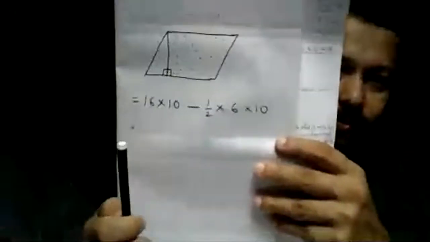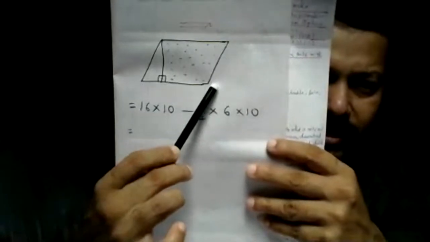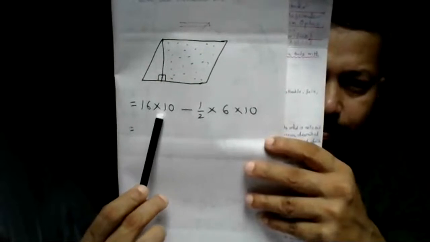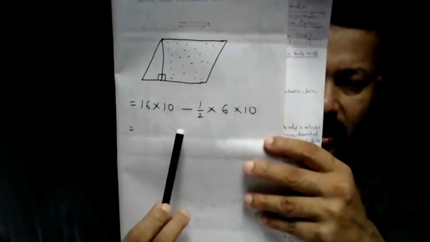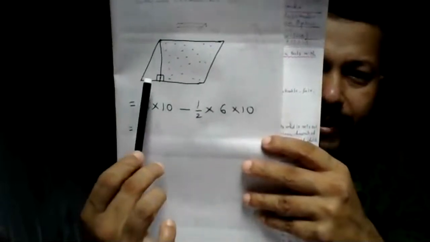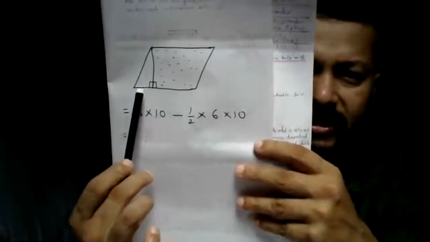Try to understand, all of you. Base into height, this is the area of the parallelogram. This is base and this is height. So base into height is the area of the parallelogram minus half into base into height. Half into base. The base of the triangle is 6, because here one more line is given. This is given 10.